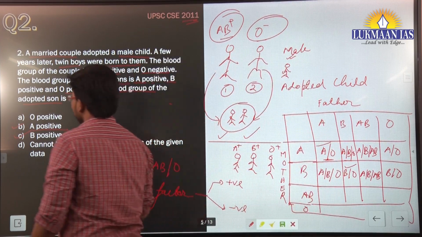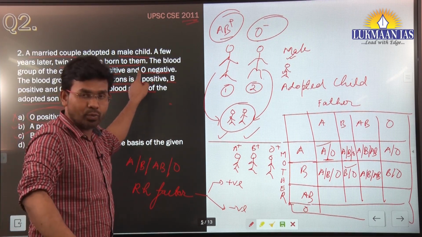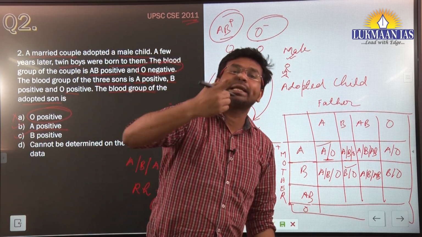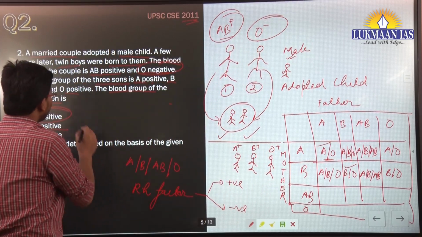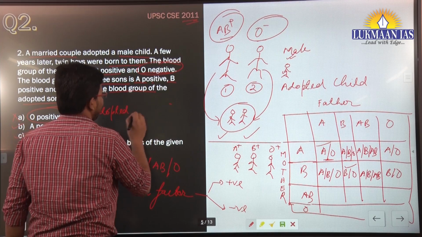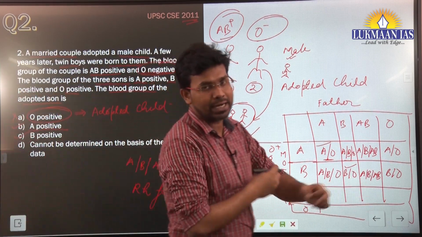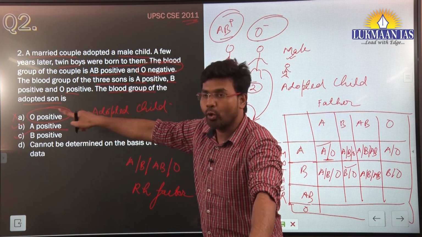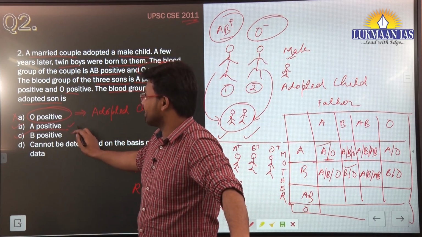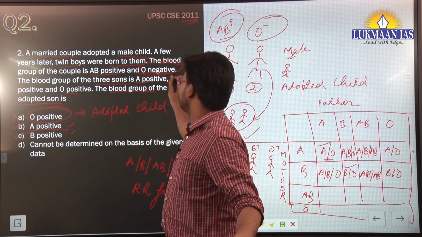But there will be no possibility of having O positive. Why? Because one of the parents has O negative blood group, and O negative will not give O positive. So this O positive blood group belongs to the adopted child. The blood group of the adopted child is going to be O positive, because the biological children can have A positive, B positive, or AB positive, but they will not have O positive, because one of the parents has O negative.